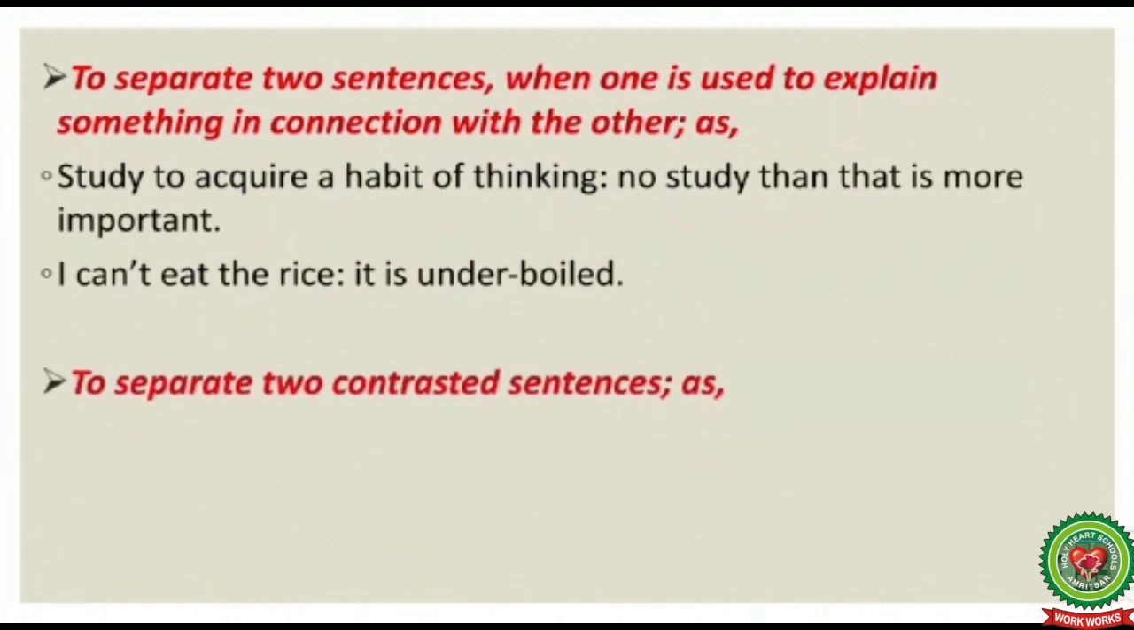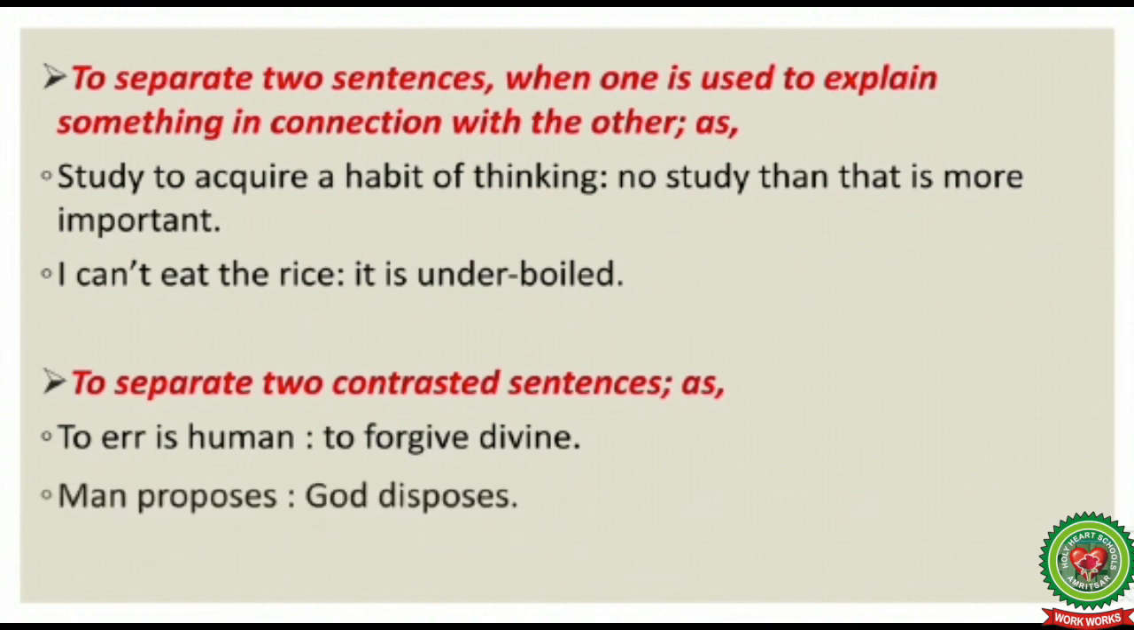To separate two contrasted sentences, as: to err is human: to forgive divine. All people commit sins and make mistakes. God forgives them and people are acting in a godlike way when they forgive. So, children, the contrasted statements have been joined by using a colon. Man proposes: God disposes. It means people make plans; God will determine how things will turn out. Again, contrasted statements have been joined by using a colon.